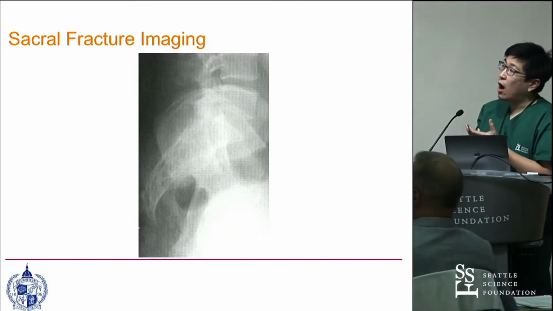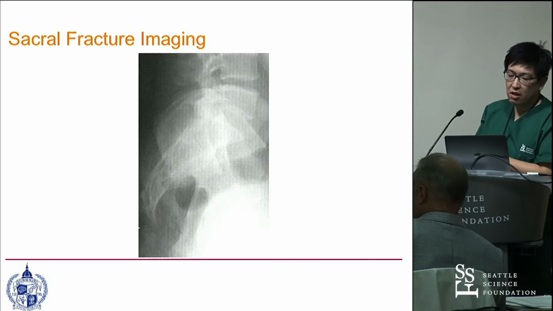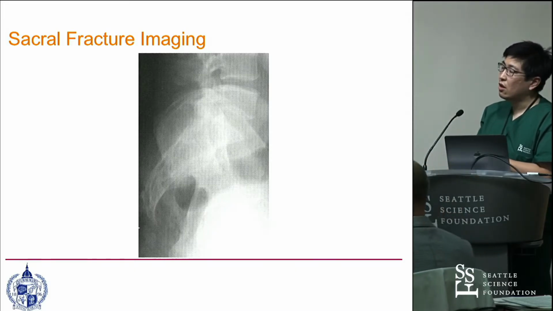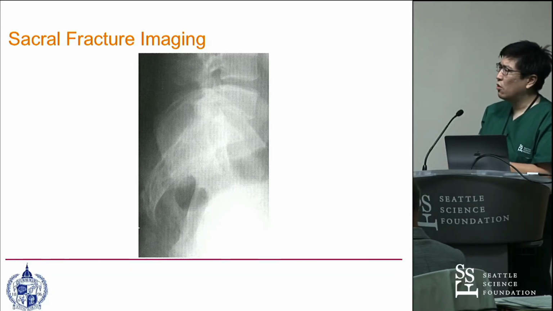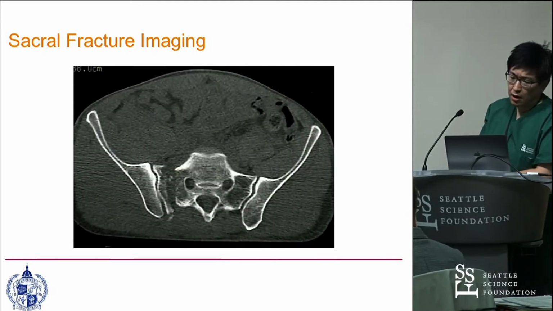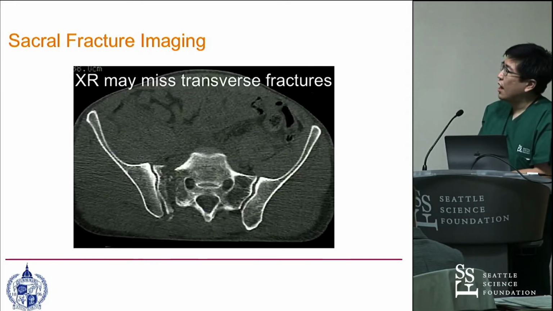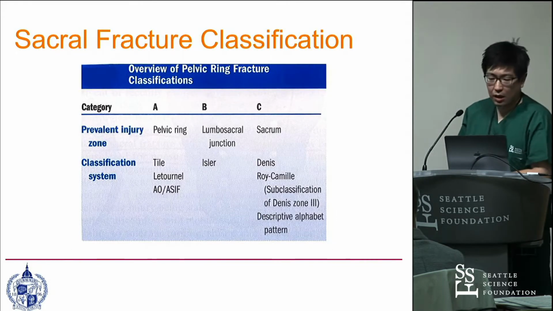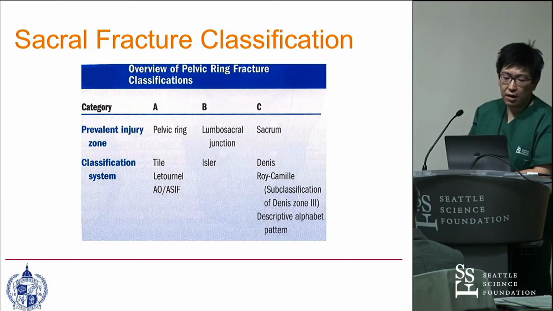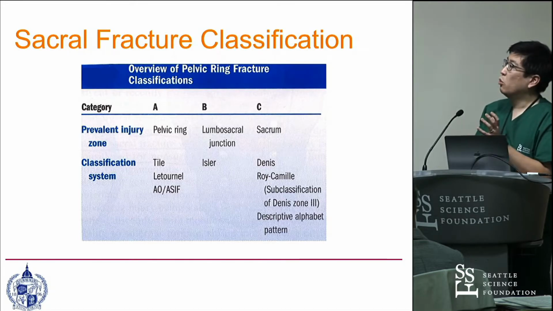So again, the reason why CTs have become the standard for all these is that on lateral sacral imaging, it's very easy to miss fractures. And this is the same patient where on lateral sacral imaging, it's really hard to see whether there's some type of fracture, but on the actual CT, you can see that there's a significant transverse zone 1 injury through the sacrum.